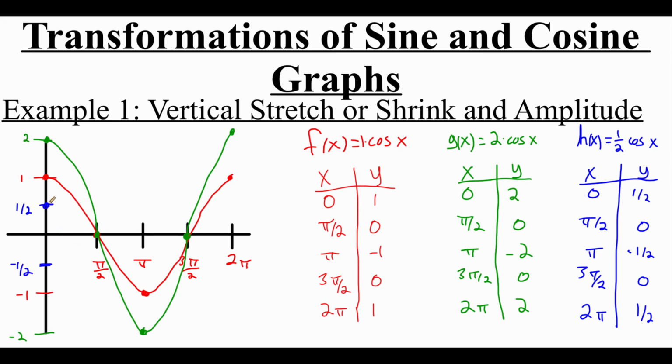So at 0, I'm supposed to be at 1/2. At pi over 2, I'm at 0. At pi, I'm at negative 1/2. Then at 3 pi over 2, we're back to 0. And at 2 pi, I'm up at 1/2. So now I can connect all those dots to get my cosine wave. And we get a picture that looks something like that. Now that green graph, since the waves got taller, that's a vertical stretch. And my blue graph, since the wave got shorter, that's a vertical shrink.